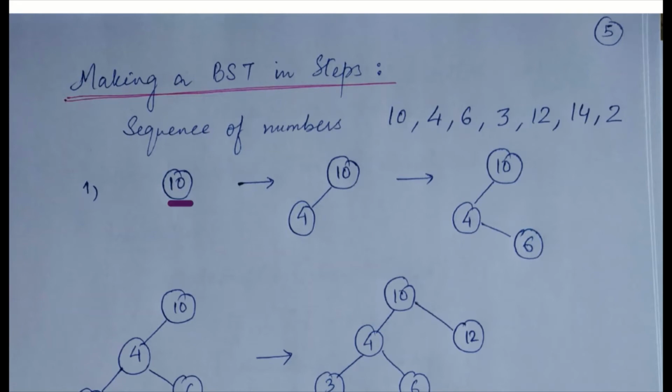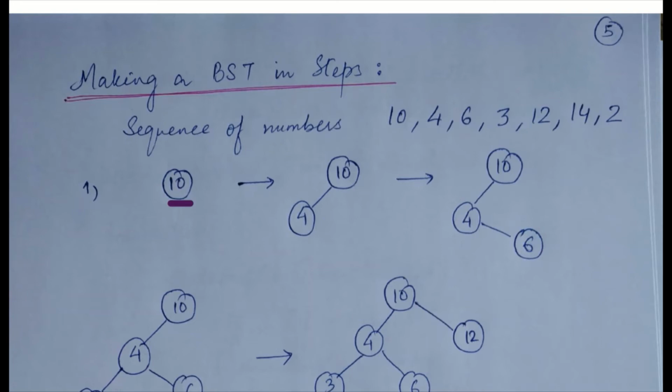When you get 4, how do we decide where to put 4? We compare 4 with the value 10. So if 4 is less than 10, then 4 should be the left child of 10, if there is no left child of 10. If there is already a left child for 10, then you will not be able to add 4 as the left child of 10. We'll see in a while.